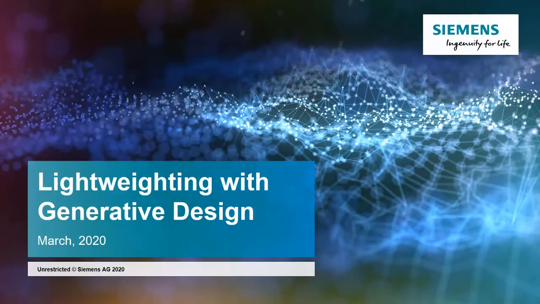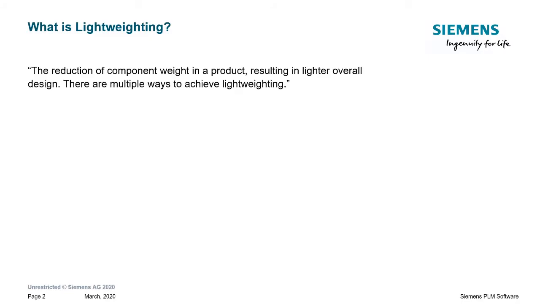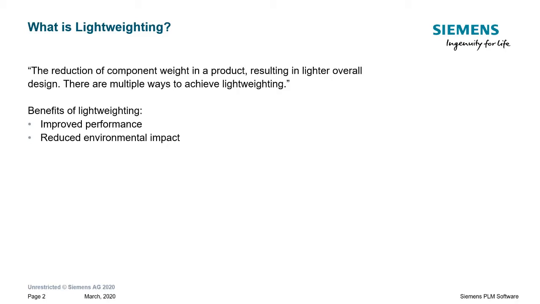Hi, welcome to our webinar on lightweighting with generative design. Just what is lightweighting? Lightweighting is the reduction of component weight in a product, resulting in a lighter overall design. There are multiple ways to achieve lightweighting. The benefits of lightweighting are improved performance, reduced environmental impact. It also saves precious material resources. In other words, we can make more of the same product using less material.